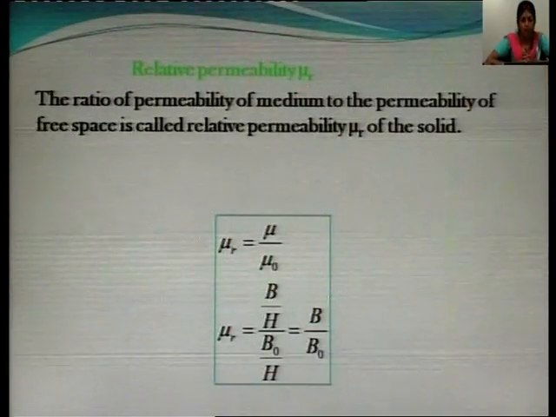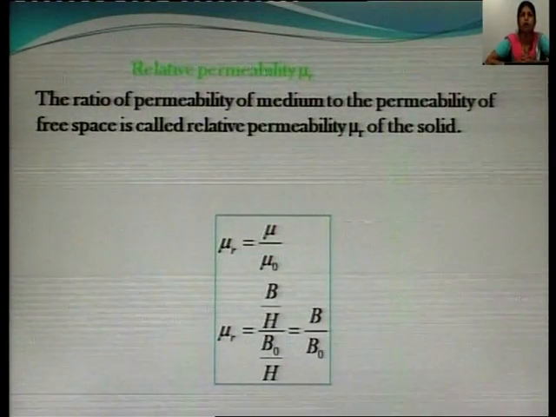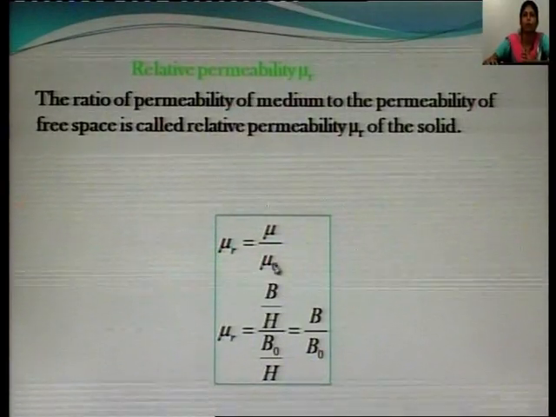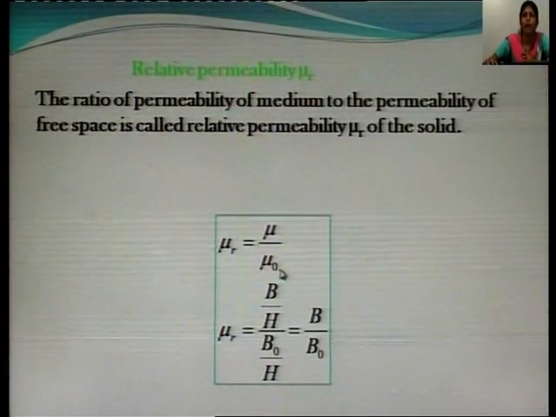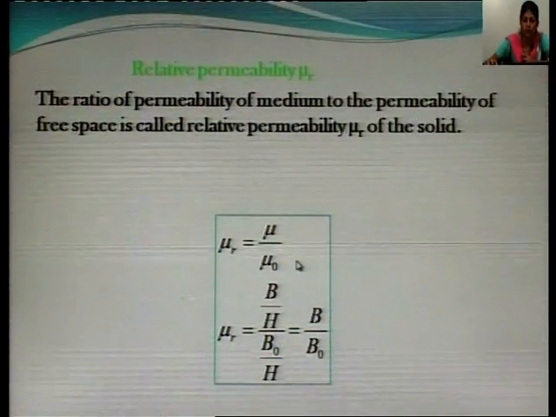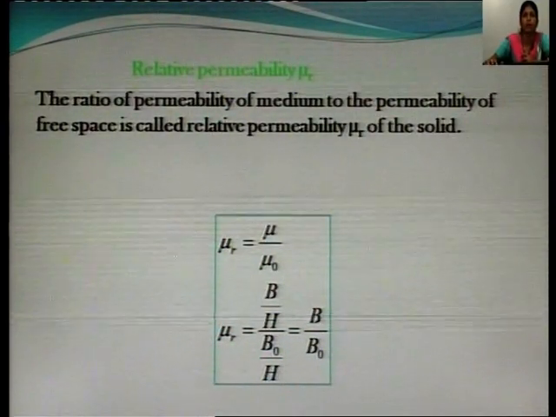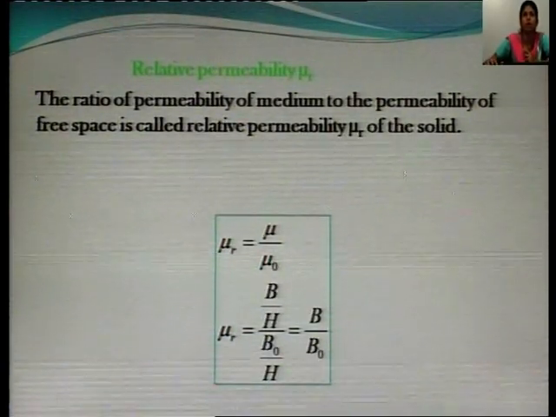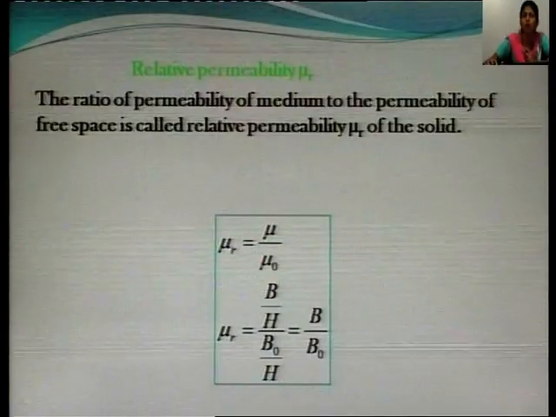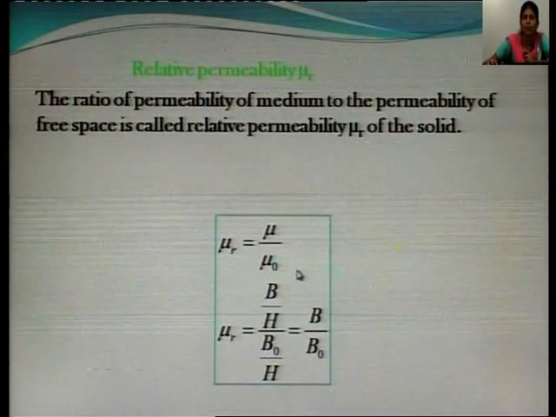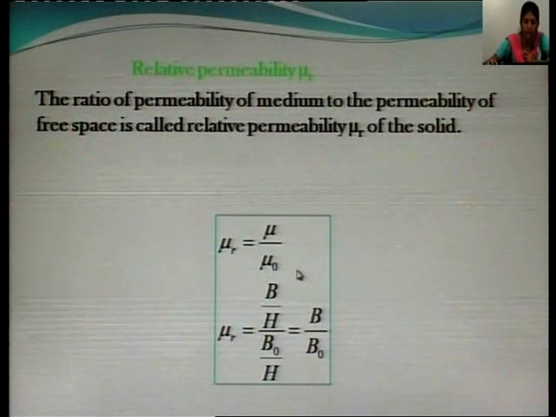And the permeability for vacuum is represented as mu naught, the permeability of vacuum or air, and it is equal to 4 pi into 10 raised to power minus 7 Henry per meter. Remember, the permeability for free space, you can say for the vacuum or air, is equal to 4 pi into 10 raised to power minus 7 Henry per meter.